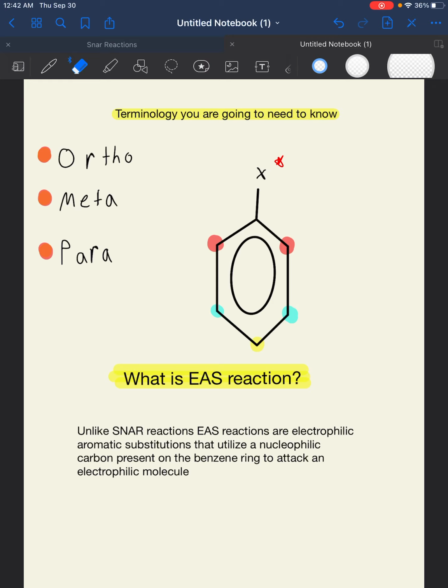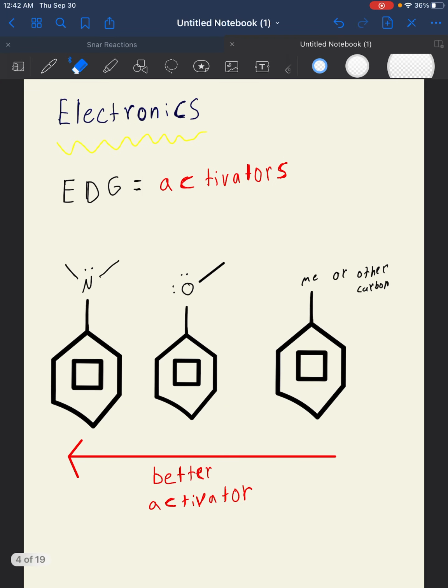Now, you're probably asking me, Ross, what is an EAS reaction? Well, my friend, an EAS reaction, unlike an SN2 reaction, is an electrophilic aromatic substitution that utilizes a nucleophilic carbon present on the benzene ring to attack an electrophilic molecule. But before we dive into that concept, we've got to learn some ring electronics.